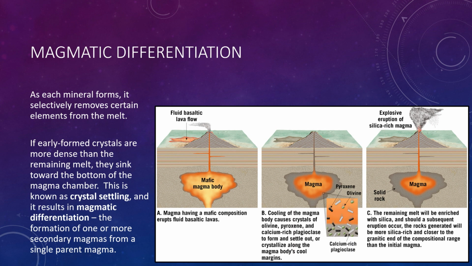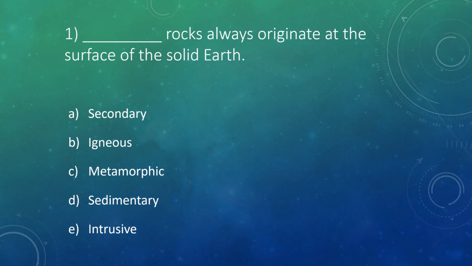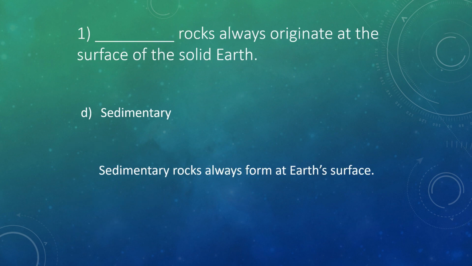So at this point, we'll finish up our lecture with a few questions. Remember, for these, just pause the video when you're looking at this slide or the question slide, and then I'll give the answer when you're ready. Number 1, blank rocks always originate at the surface of the solid earth. Well, at the surface, we're talking about sedimentary rocks. More on those in the next lecture.